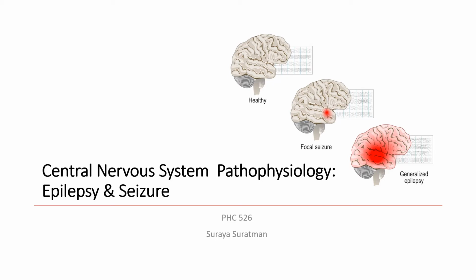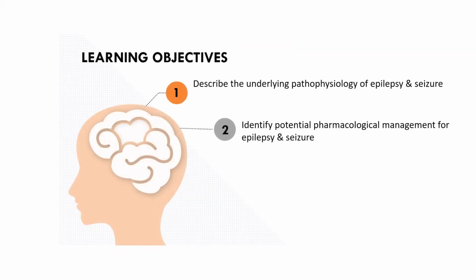Epilepsy is a neurological disorder in which the brain activity becomes abnormal, causing seizures or periods of unusual behavior, sensations, and sometimes loss of awareness. By the end of this video, you should be able to describe the underlying pathophysiology of epilepsy and seizure, and of course consequently identify the potential pharmacological management for this disorder.